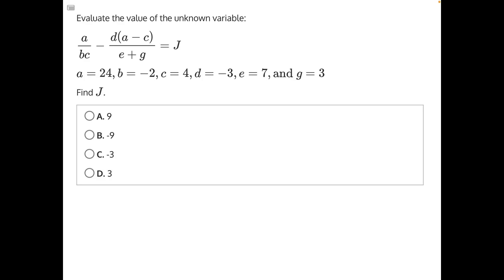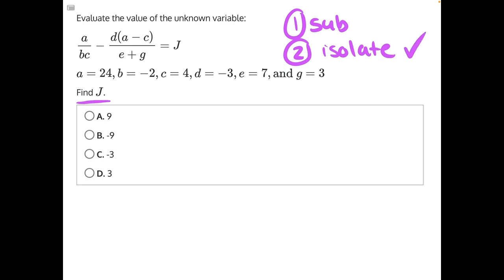To evaluate the value of the unknown variable j, we are given the value of all of our other variables, a, b, c, d, e, and g. So to solve this question, we will need to do two steps. One, we'll need to substitute in the given variables, and two, we will need to isolate the variable we're trying to solve for. And in this case, step 2 is already done for us.